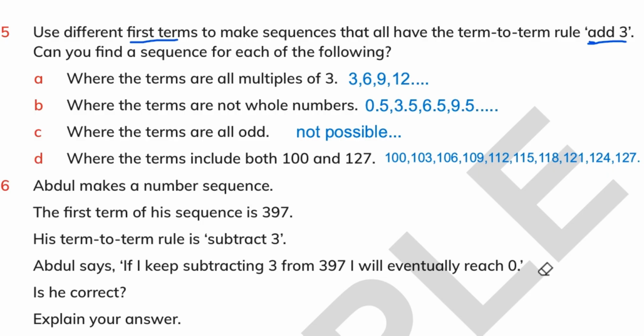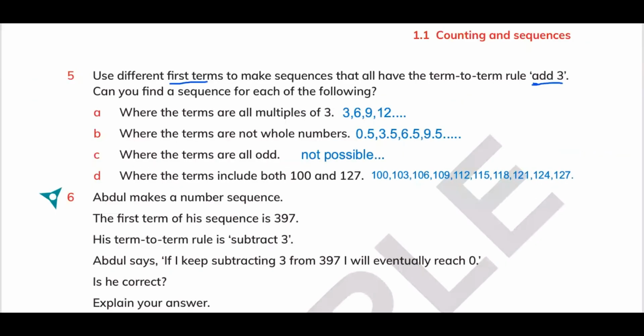So this was all for today. We have done till question number 5 today. From question number 6 I will inshallah start in my next video.